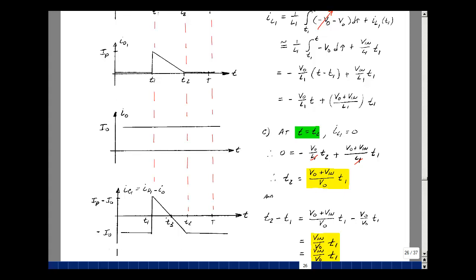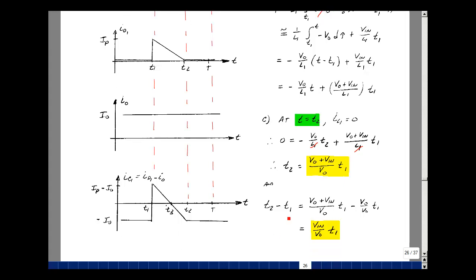Now in this particular case, I'm going to need to also have the expression for T2 minus T1. I want my calculation, so let's do that. So here's my expression for T2. Subtract T1 from it. My common denominator would be Vout, so let's move Vout over Vout. And this is going to cancel with this term, and I'm just left with Vin over Vout times T1.